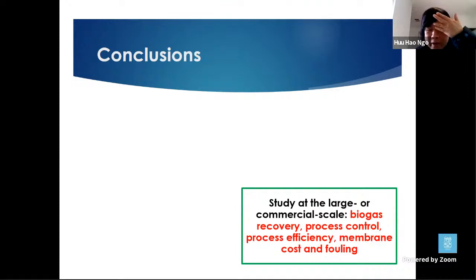Okay. So when we have the large scale, we need to talk to the people about biogas recovery, process control, process efficiency, membrane cost, and fouling. Those are the key matters we need to show to the people.